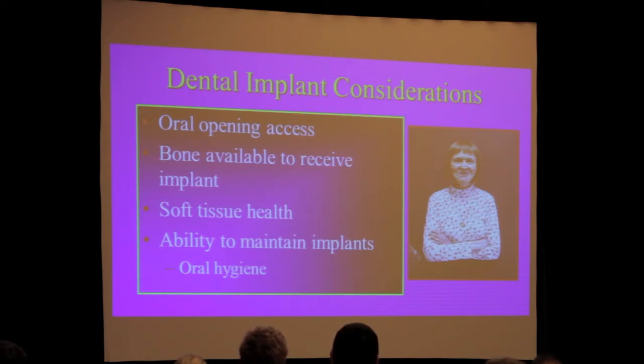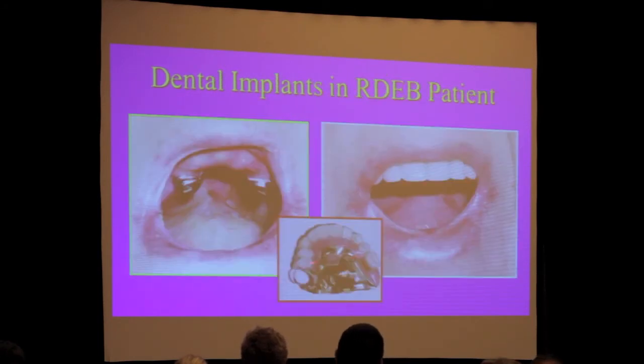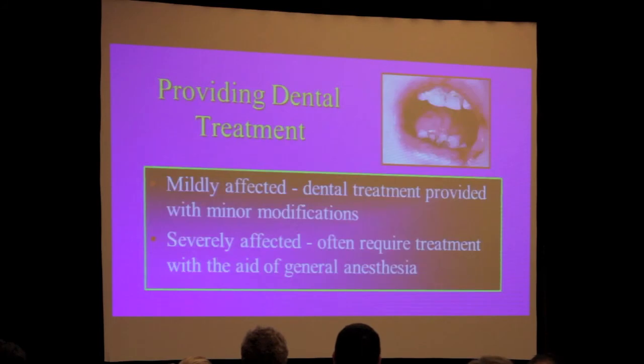People ask about implants. You can have implants. There are issues about putting them in: access, the bone available to put them in, having the oral opening big enough, and the ability to maintain them. But she had this neat little denture. She had a pretty small mouth, and a couple of dentists at Detroit Hospital in Michigan did this for her and did a really nice job. So it can be done.